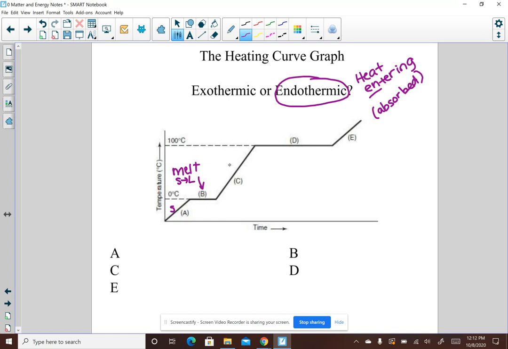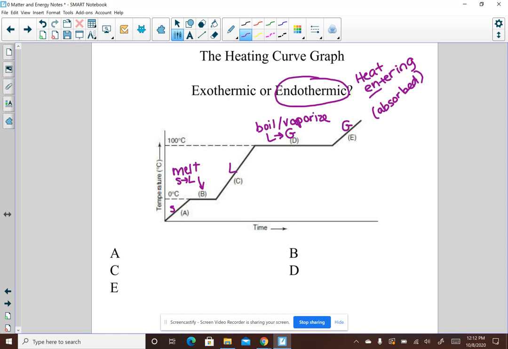Once I'm done melting, C is my liquid phase. The temperature goes up and up and up. When I reach 100 degrees Celsius, my water is going to start to boil or vaporize. So again, I have another phase change, which is why my temperature is not changing. Liquid is turning into gas. And then finally, we're finished boiling. We have only gas. Now my temperature can continue to go up again.